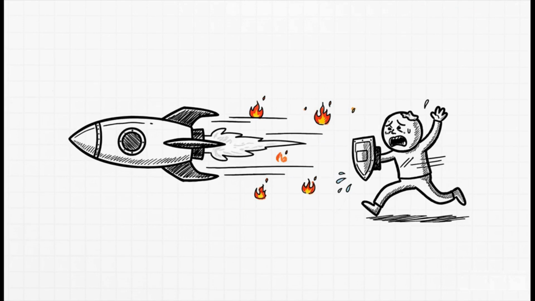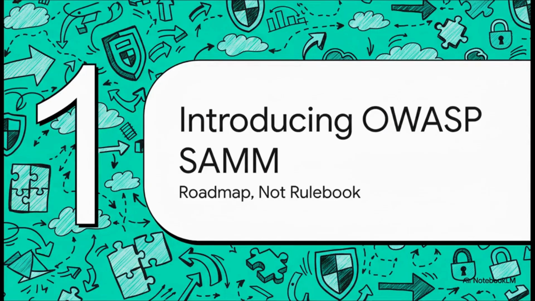The reality for so many of us is that software development today moves at an absolutely breakneck pace. And when things are moving that fast, security often gets left behind, feeling inconsistent, always playing defense instead of being part of the game from the start. And that, right there, is the exact problem OWASP SAMM was designed to solve.